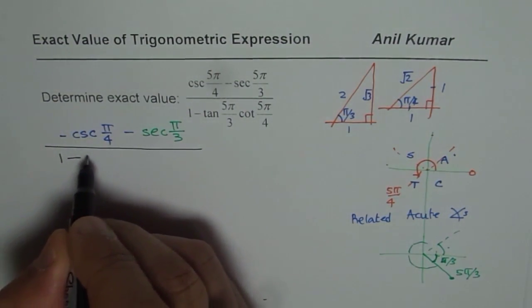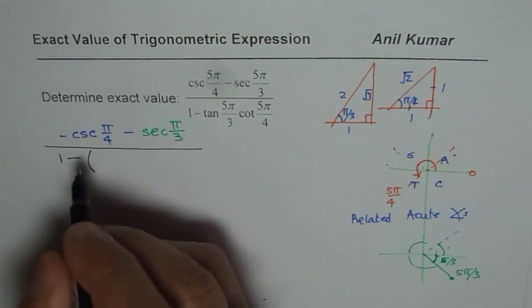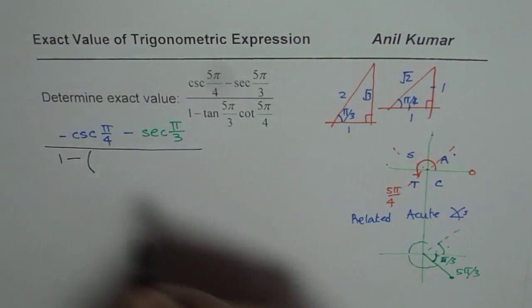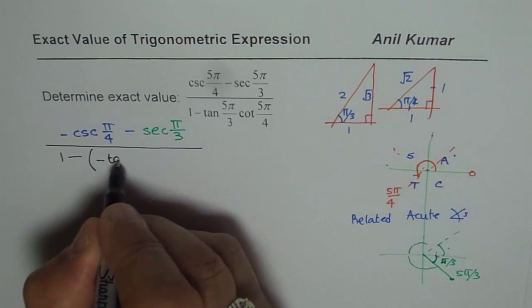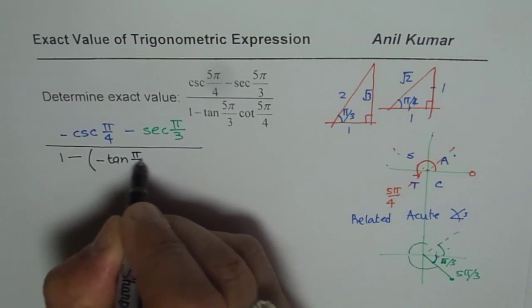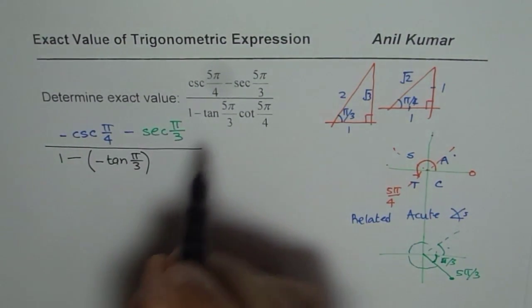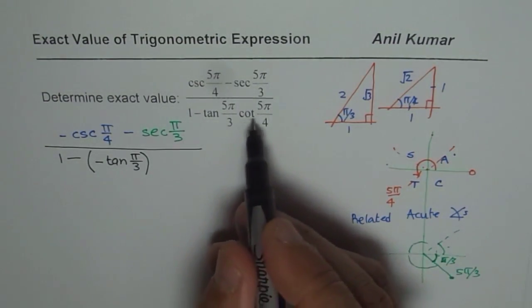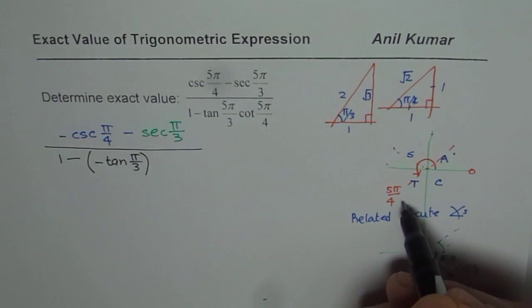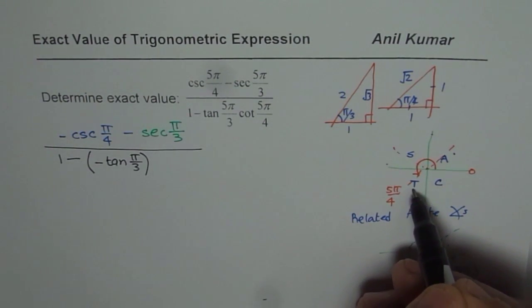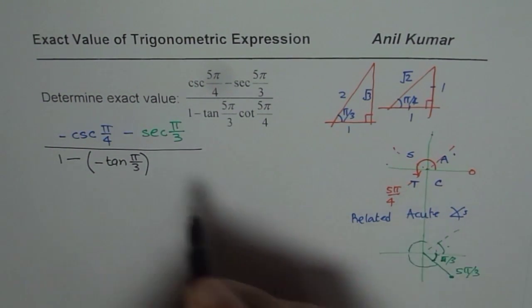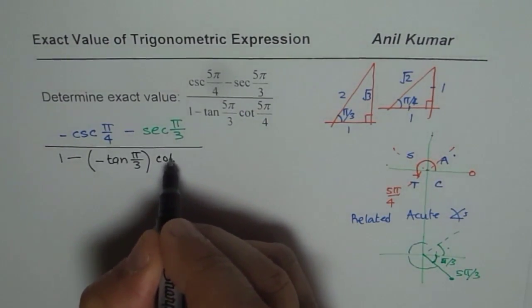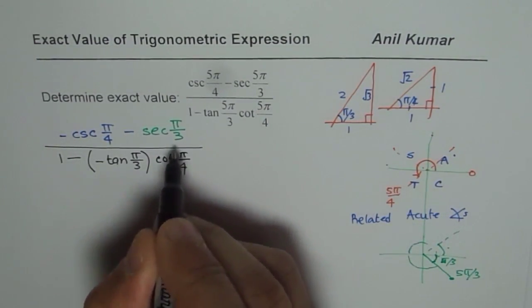But this one becomes, let me maintain this negative for the time being, and separately write this as 5 pi by 3 will be minus tan pi by 3. I hope that is clear. Okay. So I've replaced this. Cotangent 5 pi by 4. Cotangent in that quadrant, cotangent will be positive, right? Tan is positive, cotangent will be positive. So we'll write this as cot pi by 4.